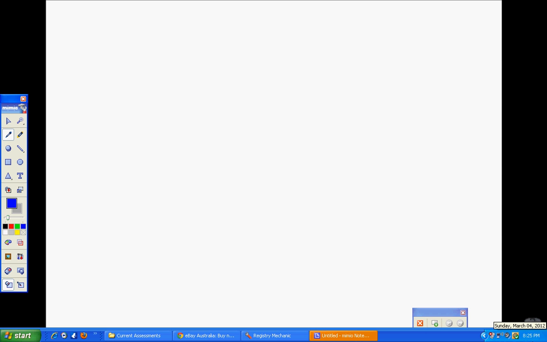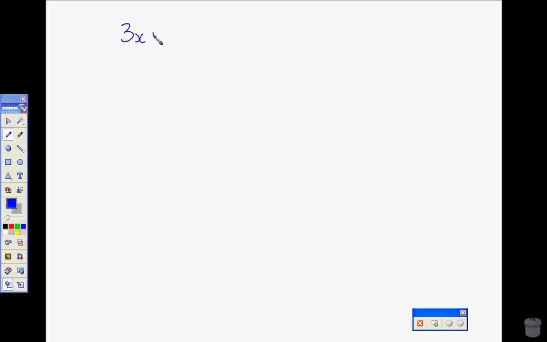All the equations we've looked at so far have been what we call linear equations. So basically, it's going to be something in the form of 3x plus 2 is equal to 5. A linear equation basically means that you've got an x to the power of 1. So that's what we call a linear equation.